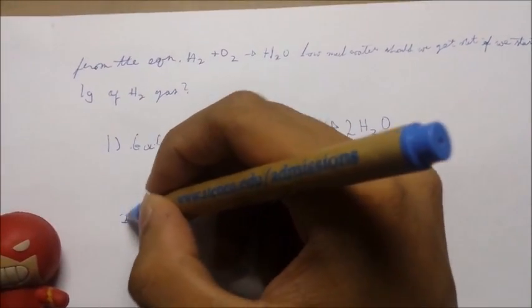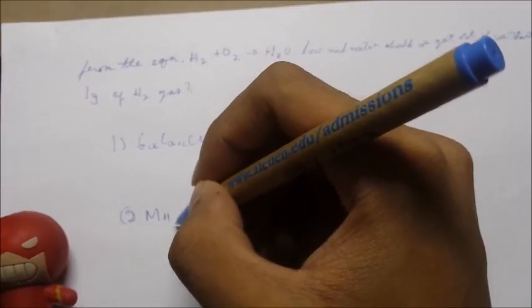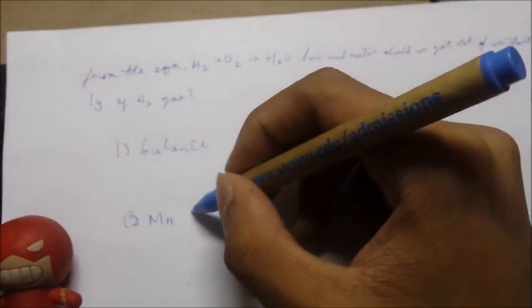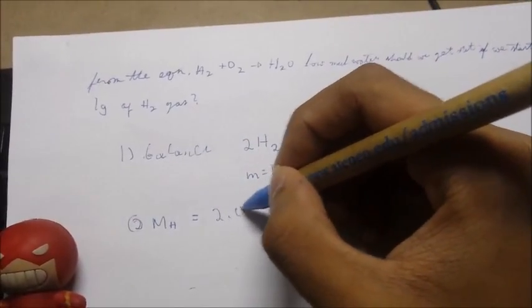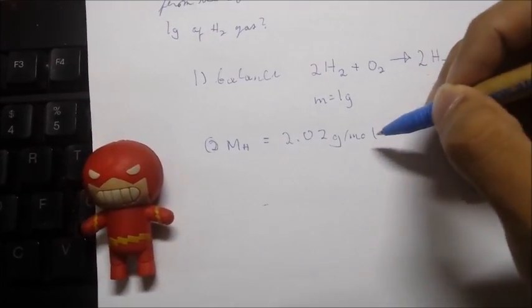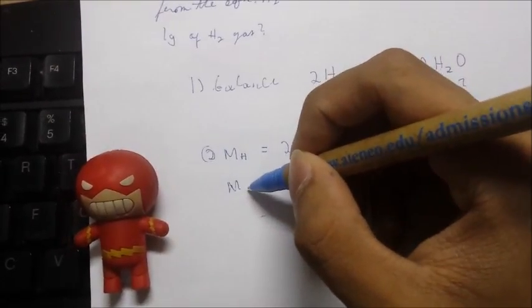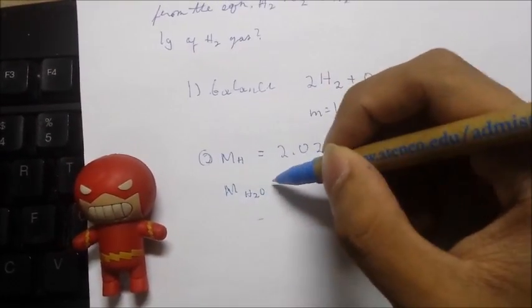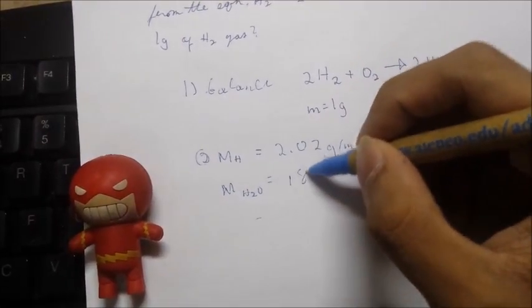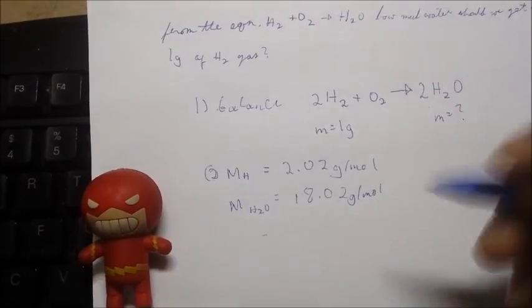Step 2, we get the molar mass of the elements in this problem. The molar mass of hydrogen gas, the one in this equation, is going to be 2.02 grams per mole, while the molar mass of water is going to be 18.02 grams per mole based on this equation.